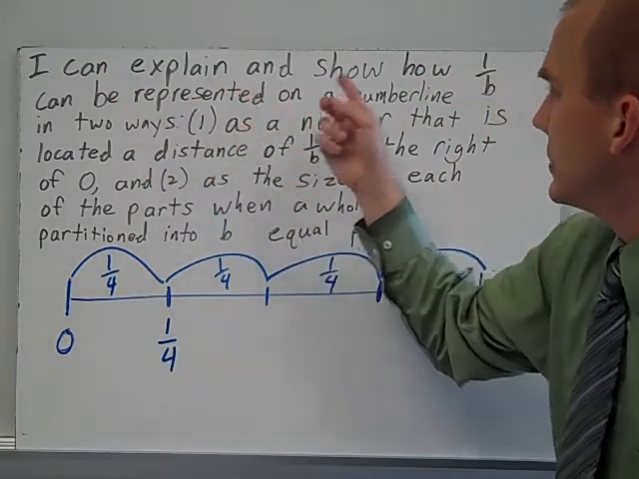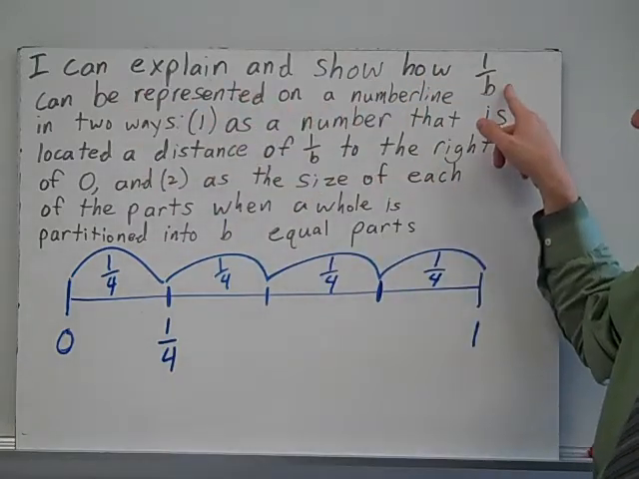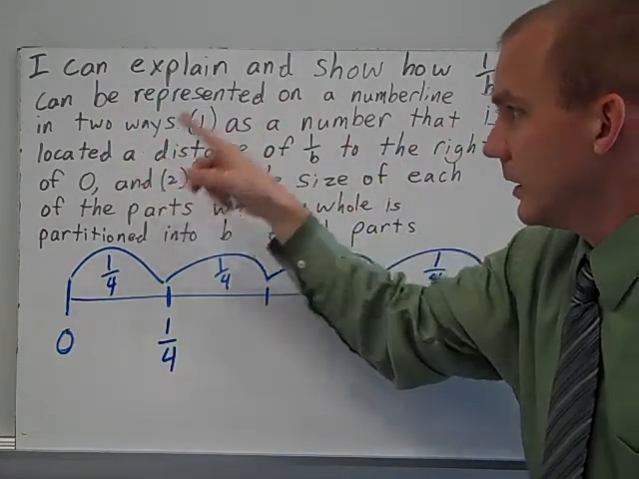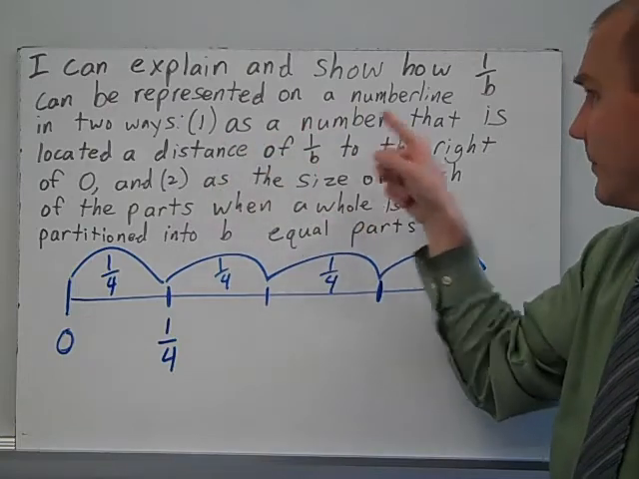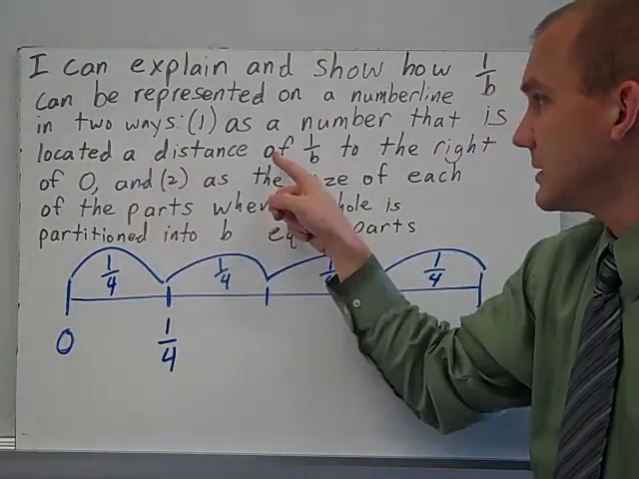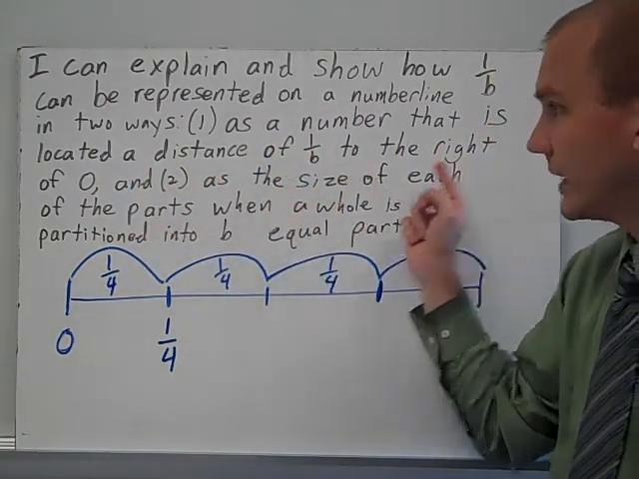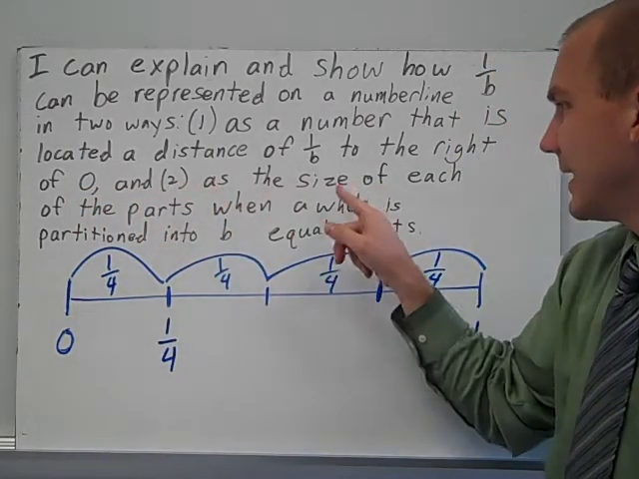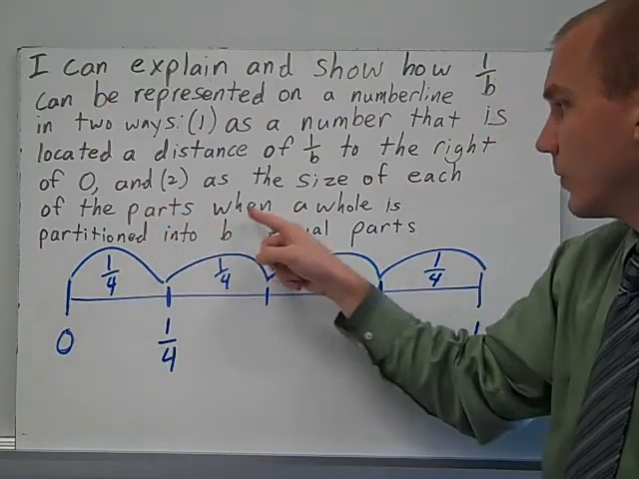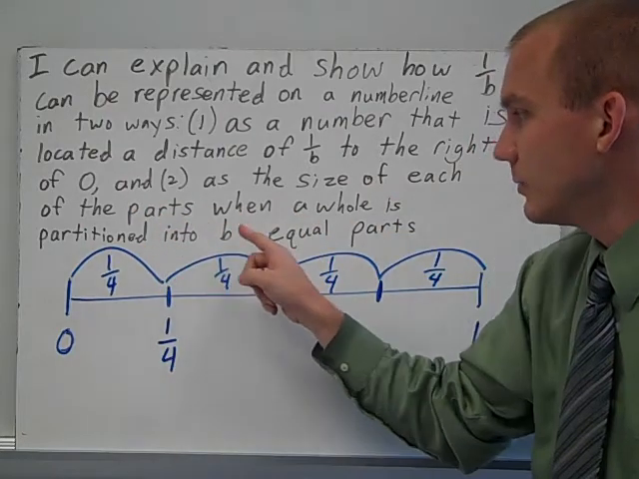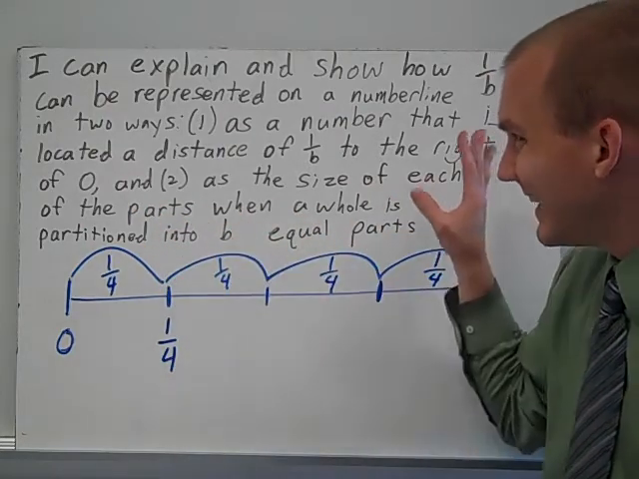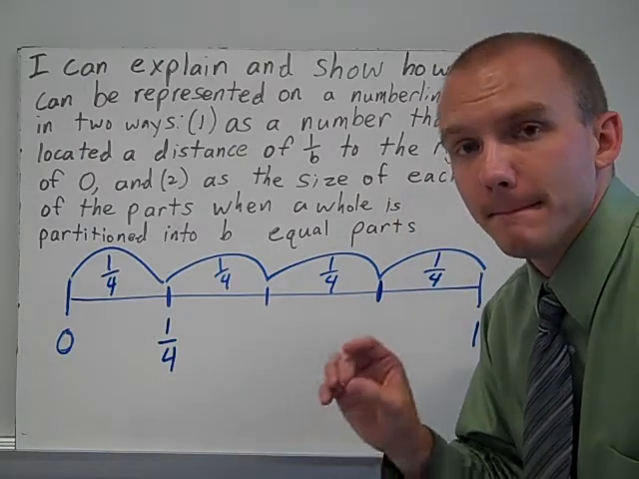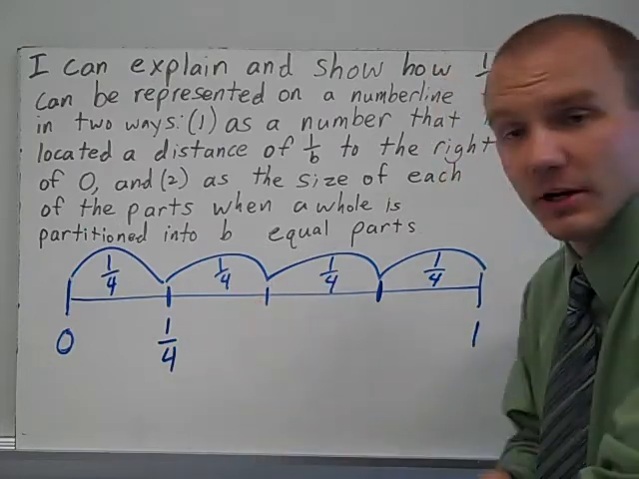I can explain and show how 1 over b can be represented on a number line in two ways. The first way, as a number that is located a distance of 1 over b to the right of 0. And the second way is the size of each of the parts when a whole is partitioned into b equal parts. That sounds long and complicated, but it's not. It's all right here for you.